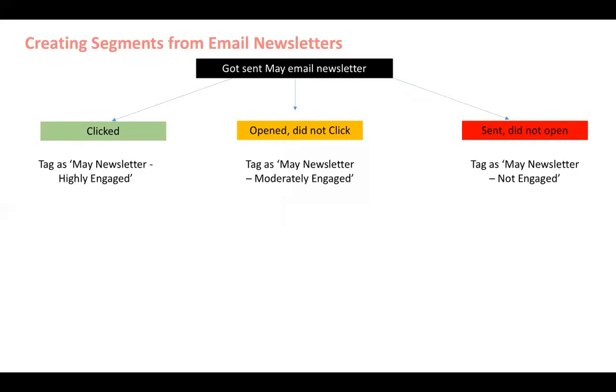No, you don't. Okay. First thing you would do in your email database is to tag them on 3 different scales of engagement. The ones who clicked, you will tag them for that month if you're sending monthly newsletters, which is what I recommend. May newsletter, highly engaged. Open, did not click. May newsletter, moderate engagement. And then tag as May newsletter, not engaged, for the ones who did not open it.